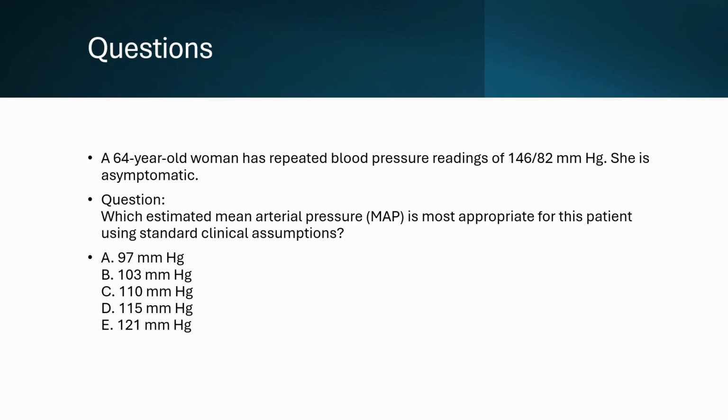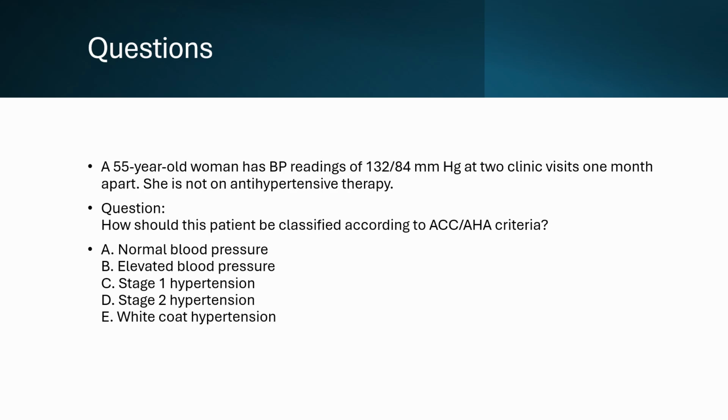We'll wrap up today's video with just a couple of questions. A 64-year-old woman has repeated blood pressure readings of 146 over 82. She is asymptomatic. Which estimated mean arterial pressure is most appropriate for this patient using standard clinical assumptions? The answer is Bravo.